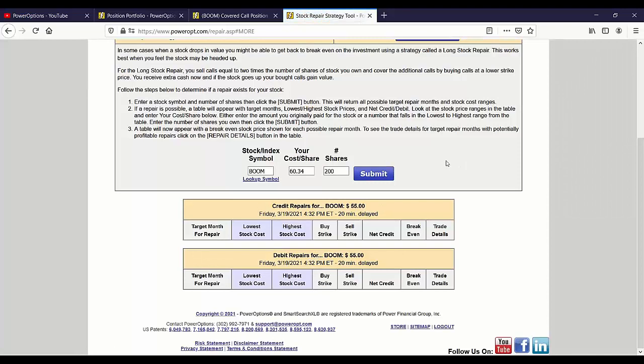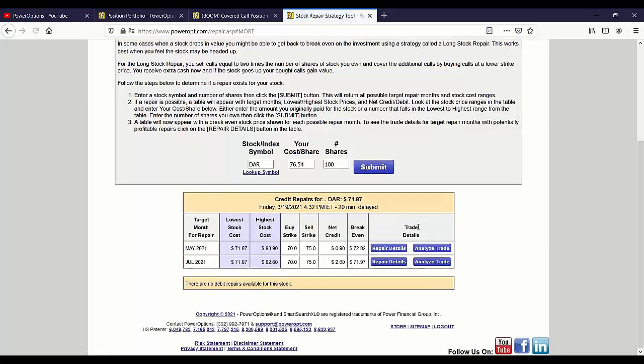Still no repairs available. That's a shame. Let's use DAR. It probably has better premium to use this with. So this one didn't form a repair, but that's a potential that you might be able to do. So evaluate the rollouts. If you don't see ones that are far enough out in time that get you to where you need to go, then you could look at the stock repair. If it's still not there, 76.54, I think it was our cost basis after the 210 expired worthless.